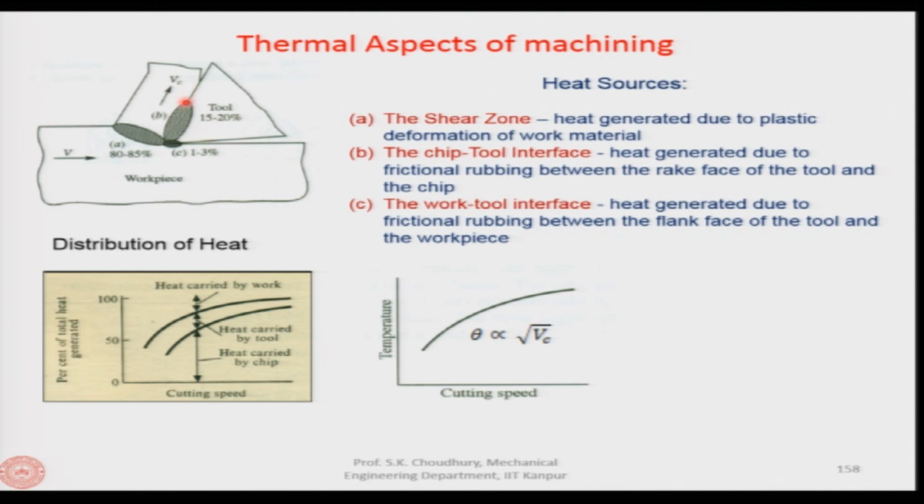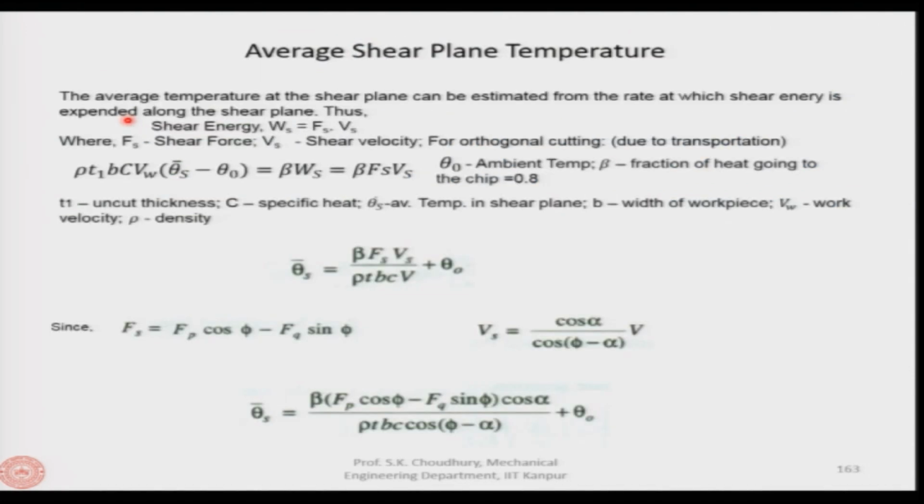All right. So, therefore, this is the phenomenon which you actually have to understand, that is how the temperature occurs. Next, let us see how the average shear plane temperature can be found out. So, this is a thermal model by which we can analytically find out the temperature occurring at the shear plane.